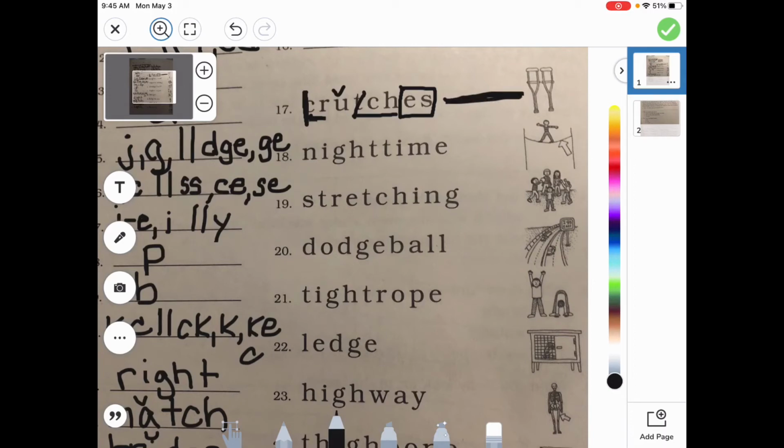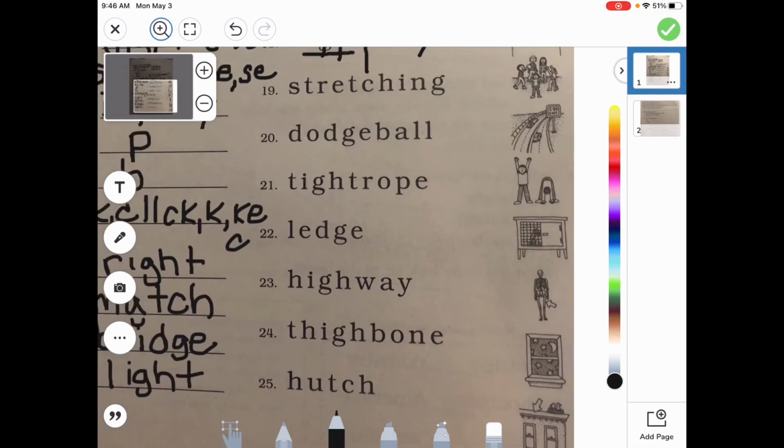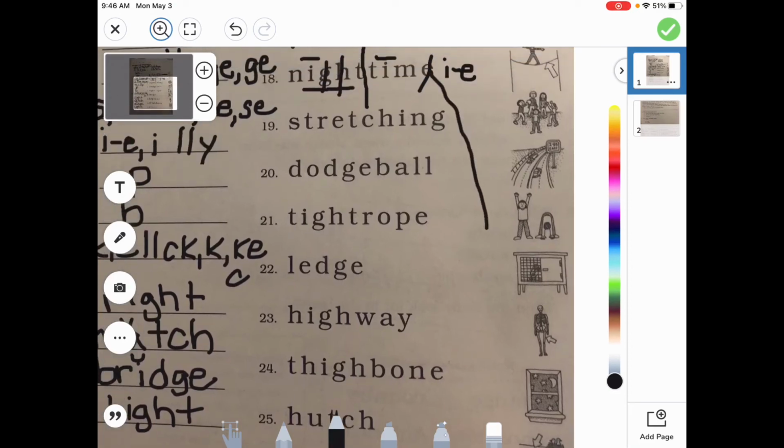On number 18, nighttime. How would I code that? Well, for one, it's two different words. So I need to break it up between night and time. Okay? First word, night. What do you see? Trigraph, IGH. So remember, it's a long I, silent G, silent H. And then time, I, consonant E. So long I, sneaky E. Nighttime. And where's the picture of nighttime? Oh, it's all the way down, almost to the bottom.